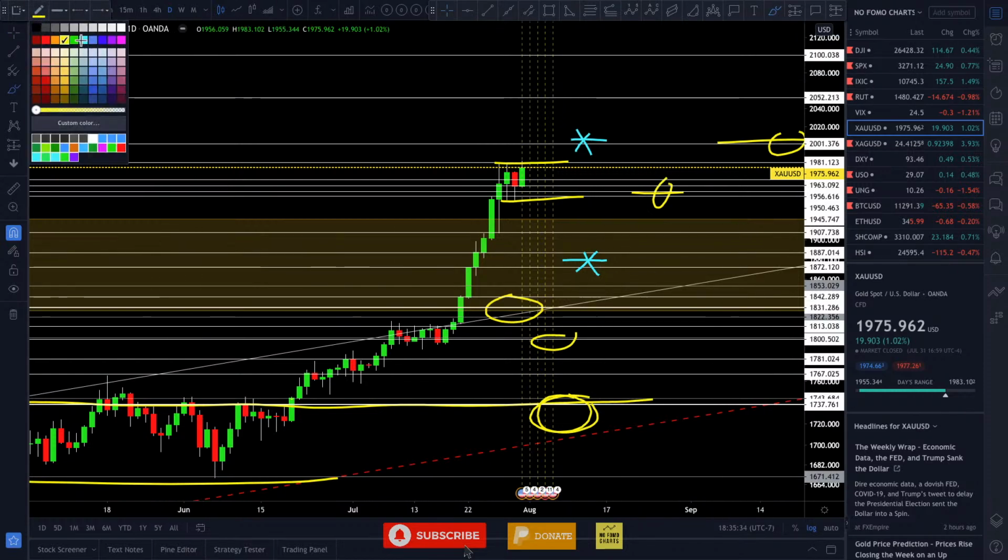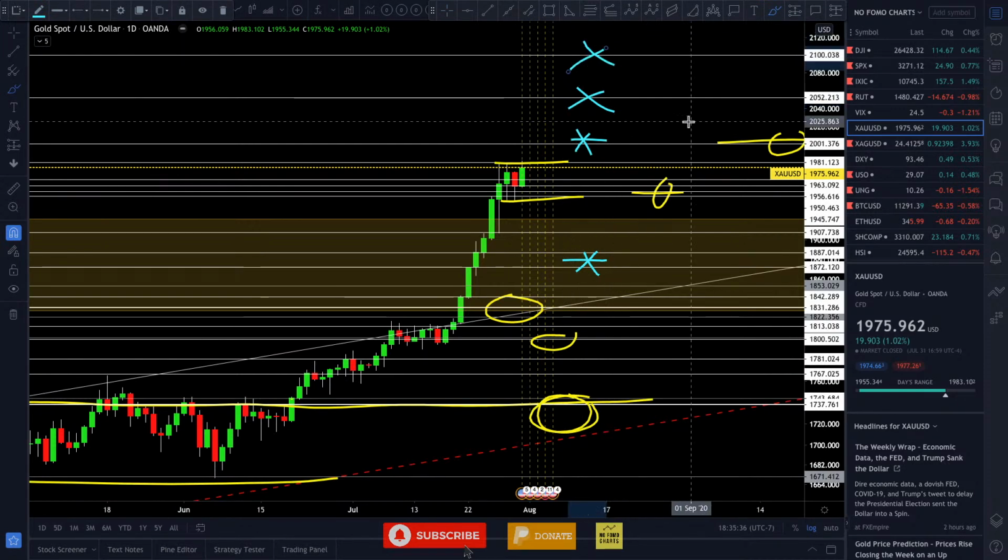Let's get in blue. Here and here. Right? So 2000, 2050, 2100. Where's the support level? 1950. Then 1900. Then somewhere in the middle here, 1878.